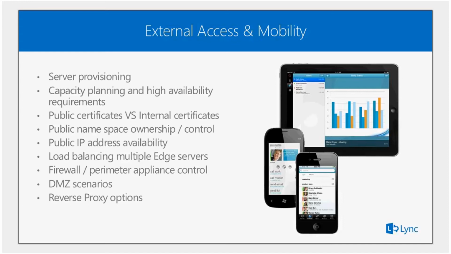But as soon as external access becomes business critical, then you need to start looking at high availability of your edge servers in your Lync environment. Now, a single edge server will cater for 12,000 users. So capacity isn't normally a problem when it comes to edge servers. It's more so the high availability in the event that an edge server goes down.